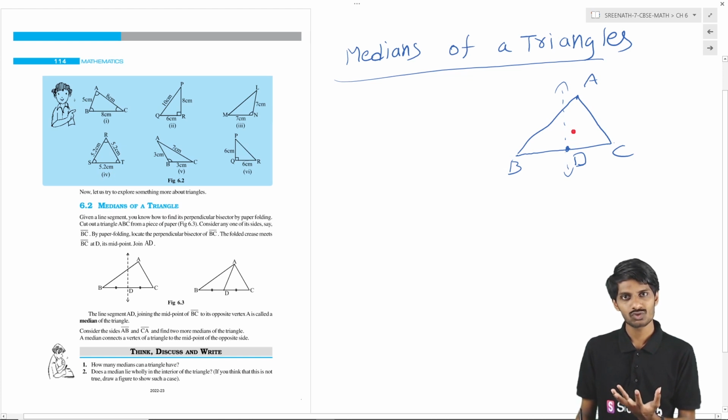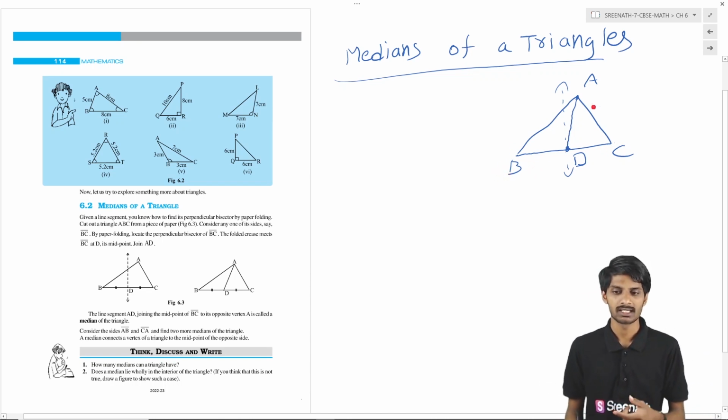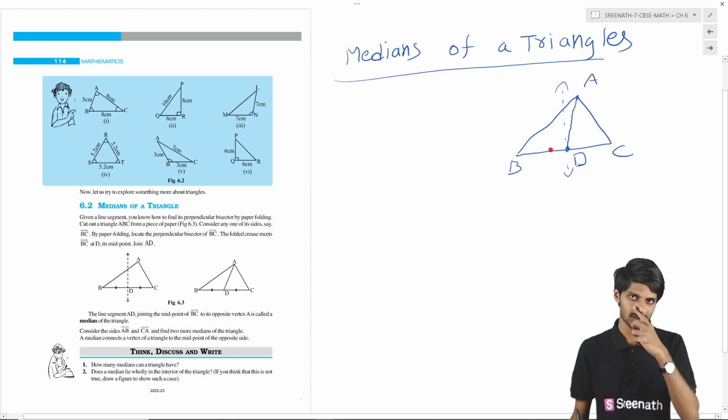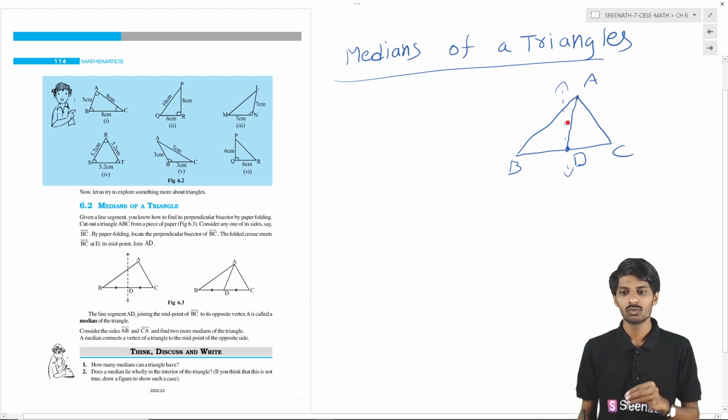Now what you have to do, students, is draw a line from that vertex to the opposite side. Then this line segment which you have drawn from that vertex to the opposite side, we call this the median. Length of this is the median, students. Okay, it is called median. So how will you define it?